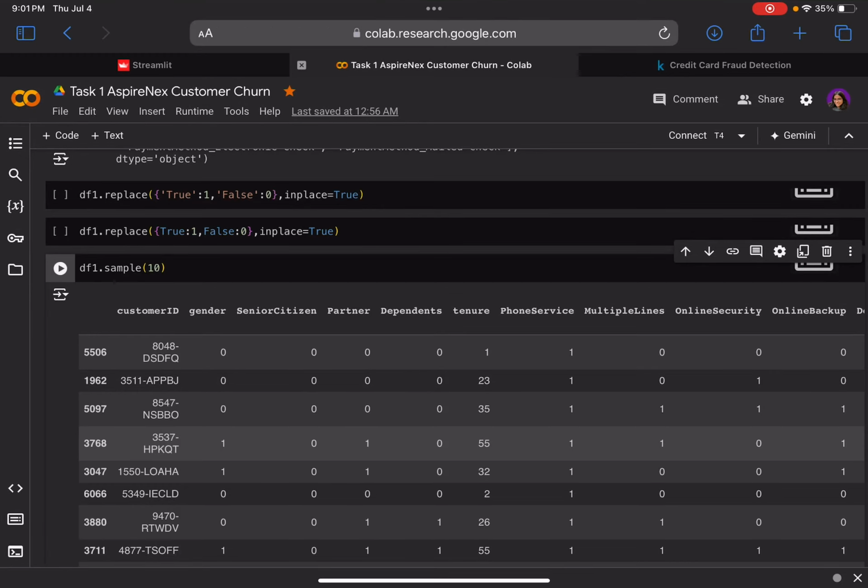Hey everyone, this is my submission for the AspireNex task for machine learning. So the first task that I've taken up is the customer churn dataset.